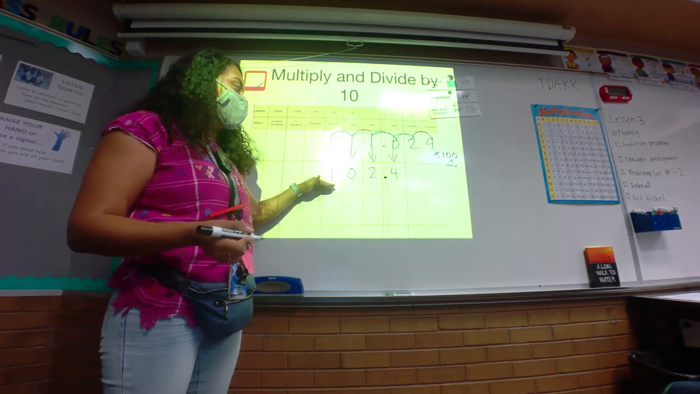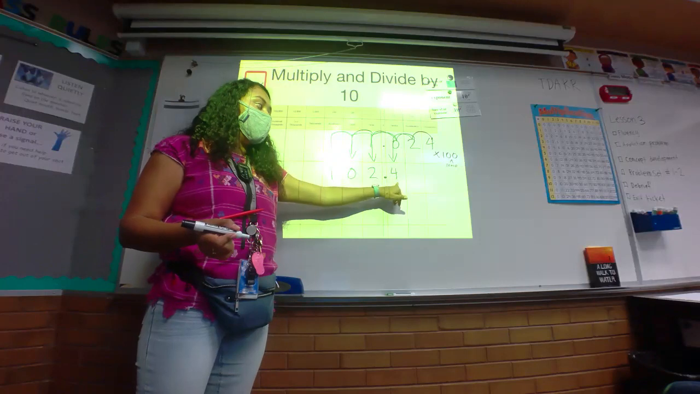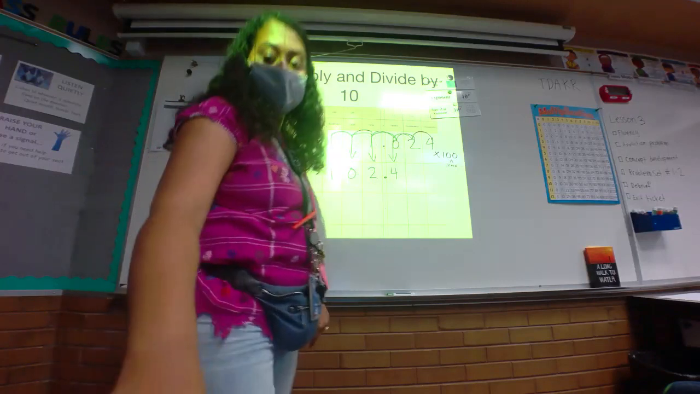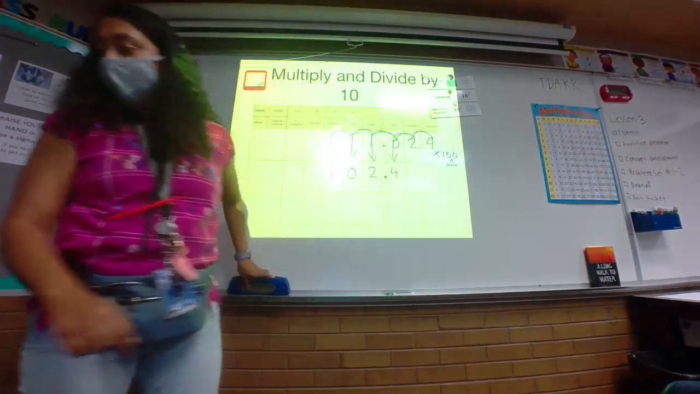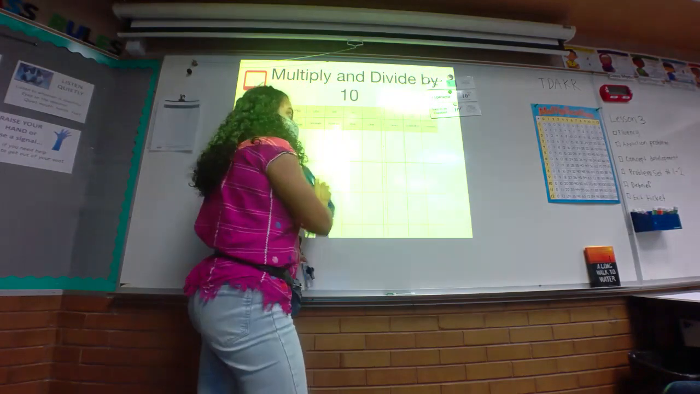Okay, so what do we have? 102 and 4 tenths. Beautiful. Okay, let's try division one, and then we'll move on to the application problem. Ready? Wipe it off.